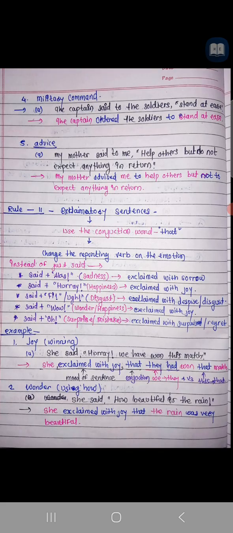So in indirect speech, there you must use "exclaimed with joy." Next, "said" plus "oh." For example, when two feelings come, when a mistake happens from you, you just say "oh my god." That means there are two things: surprise and mistakes. Whenever a mistake happens, your elder brother says "oh, I did it wrong, oh, I forgot one thing."